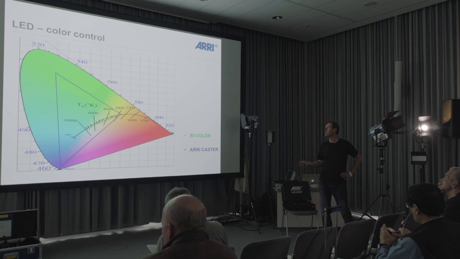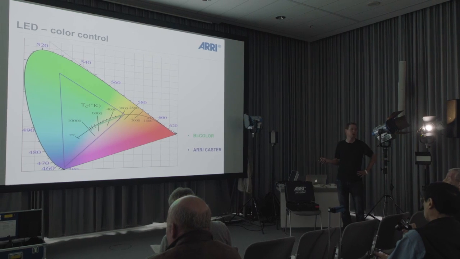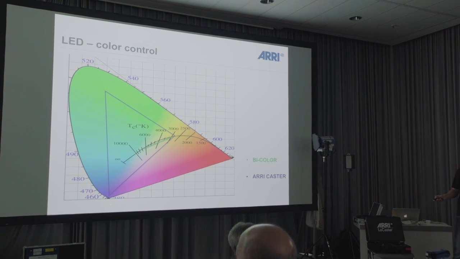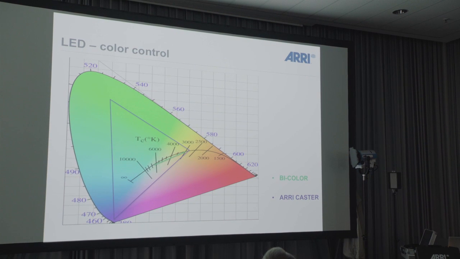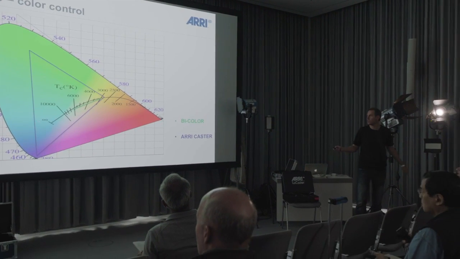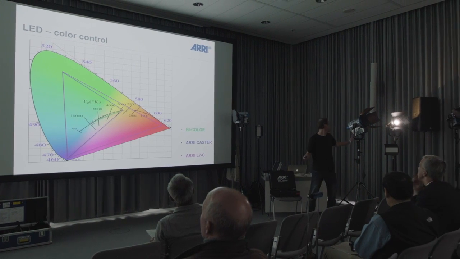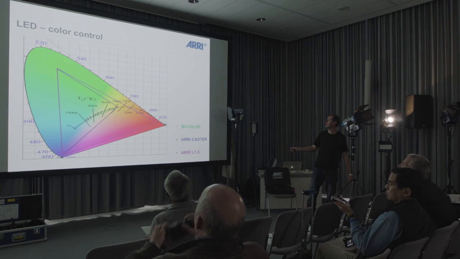So what Ari is doing, we have in all our fixtures at least 3 different colors. For example, the caster, these little panels here, they have warm white, green, and blue LEDs, and we can achieve any color in between. So if you get the feeling it looks a little bit too green, you can just dial out the green. You can adjust to any color in this triangle here. And the bigger units, the L series, have an additional red LED, so this color space is even bigger.